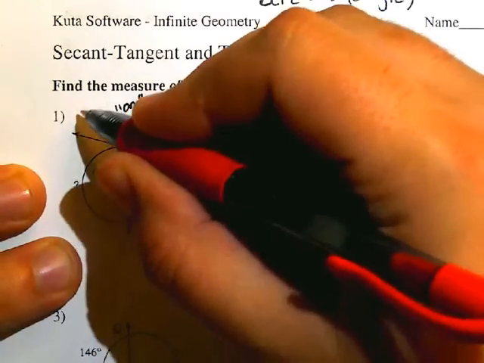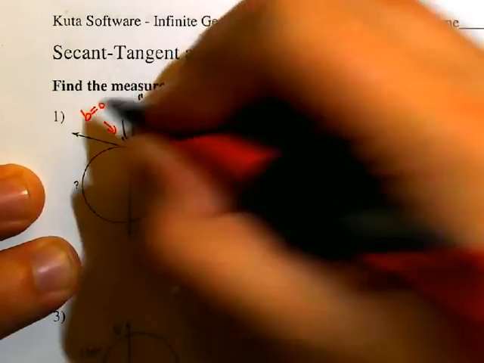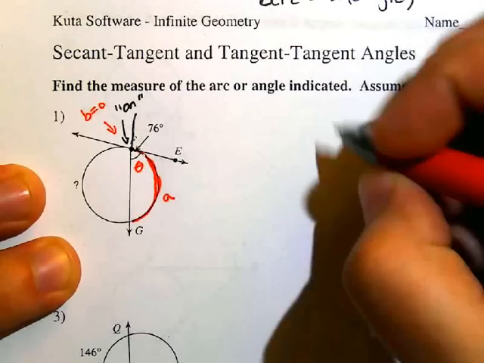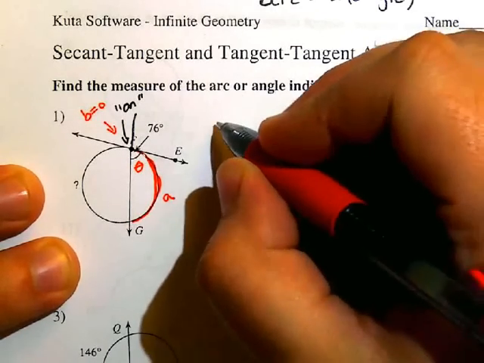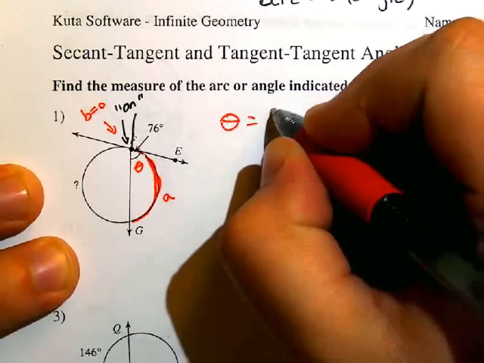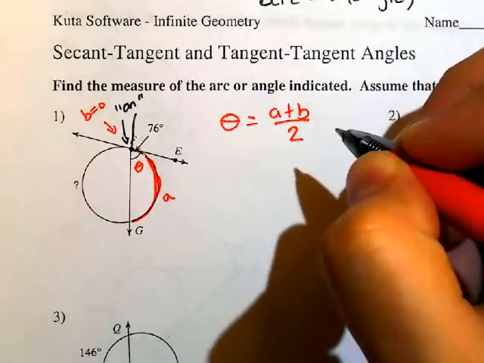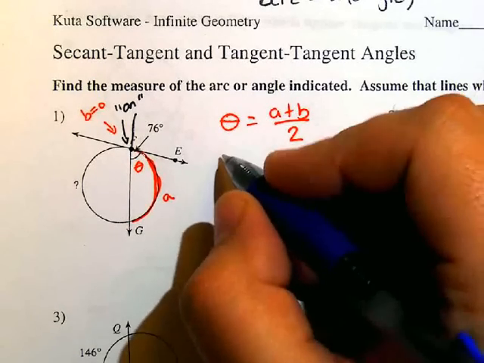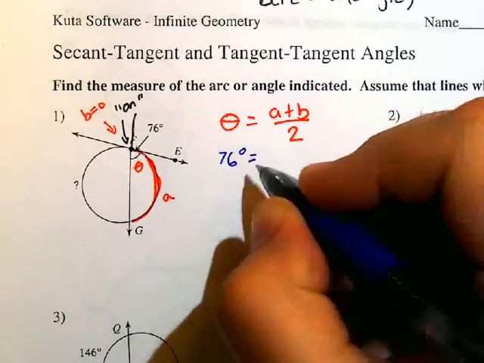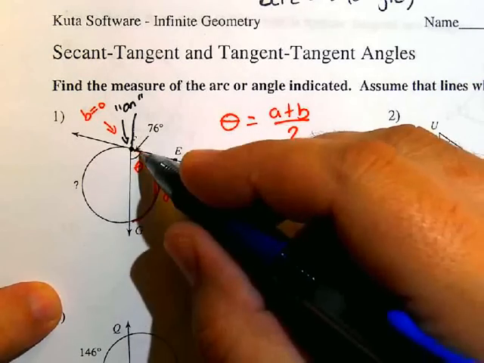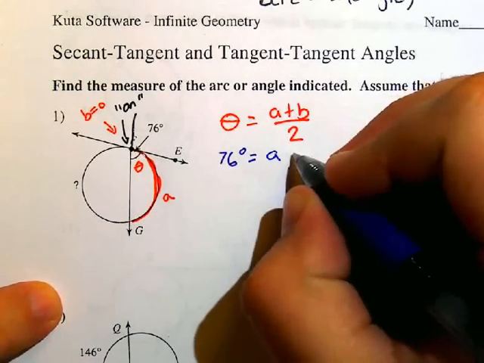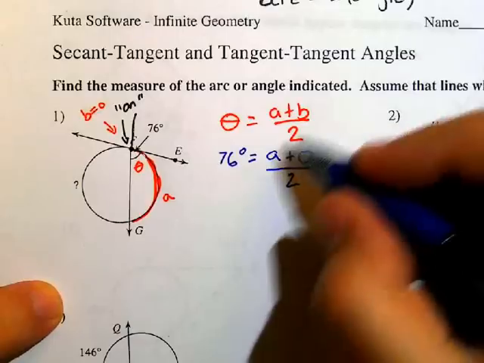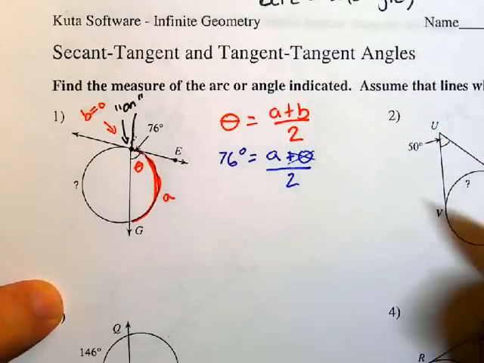There's no arc over here, so if we call this one A, we're going to call this one B, and it's equal to 0. 76 is our angle right here, and that's going to be theta. So we go back to what we had the other day. The formula said theta is equal to A plus B divided by 2. Plugging in what I do know and what I don't know, I'm going to have that 76 degrees equals A, which we don't know but would like to know, plus B, which we do know is 0, divided by 2.